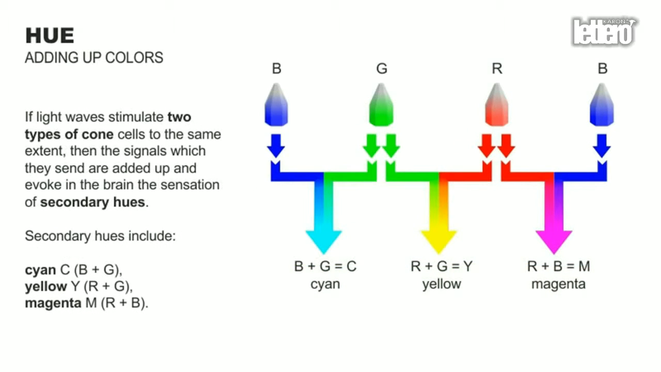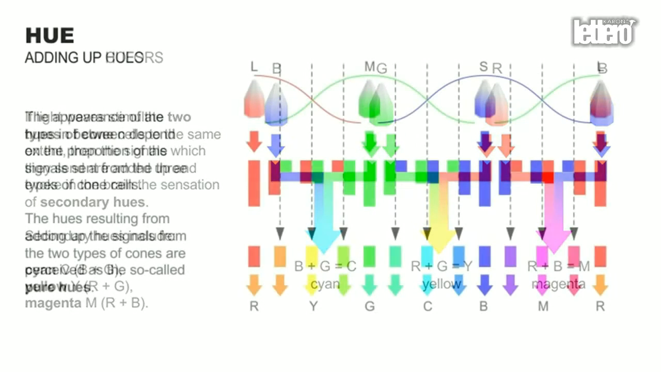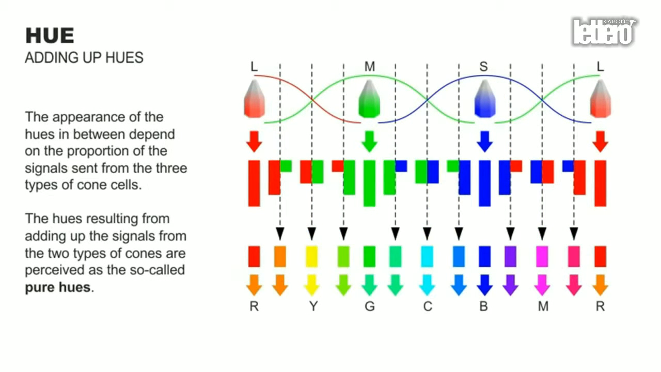If light waves stimulate two types of cone cells to the same extent, then the signals which they send are combined to produce the sensation of a secondary hue. Secondary hues include cyan, C, yellow, Y, and magenta, M. The sensations of secondary hues depend on the ratio of impulses sent by three types of cone cells. The hues produced from the combination of impulses coming from two types of cones create the sensation of pure hues.